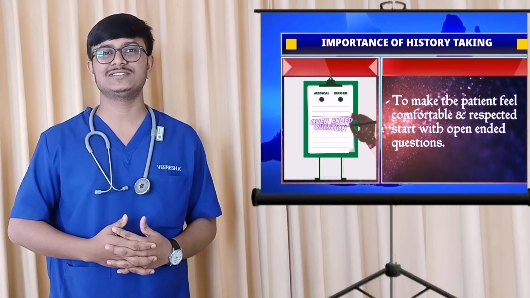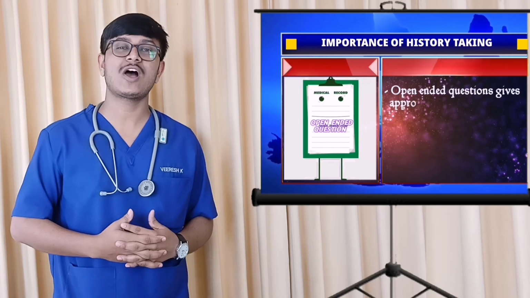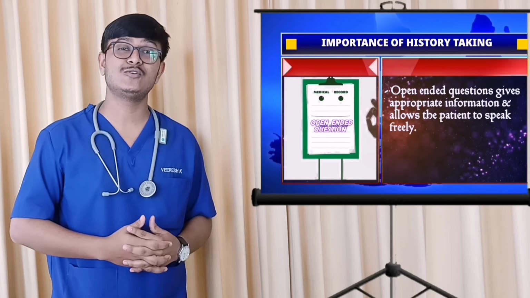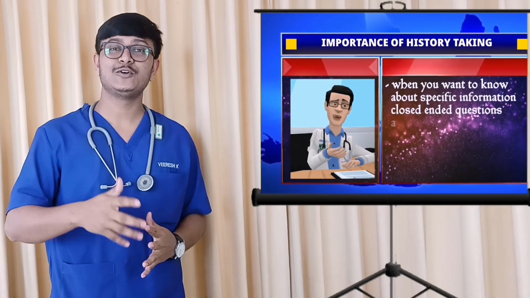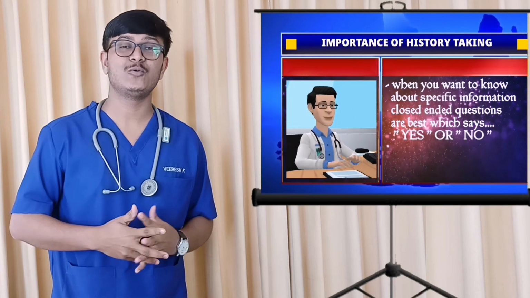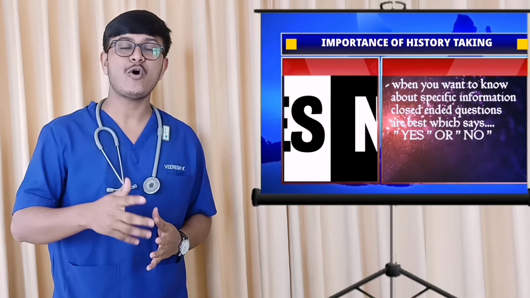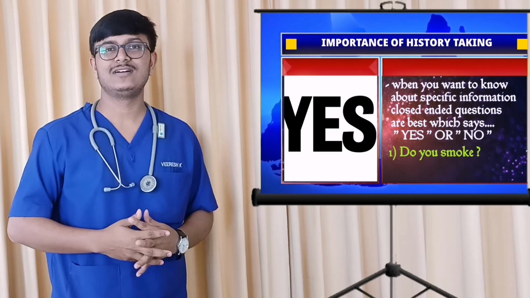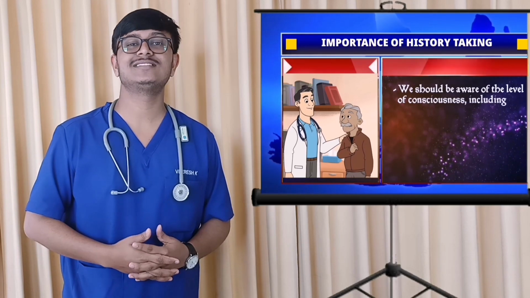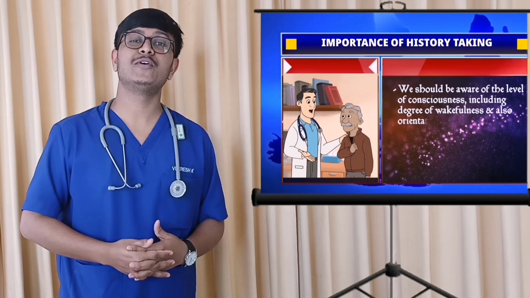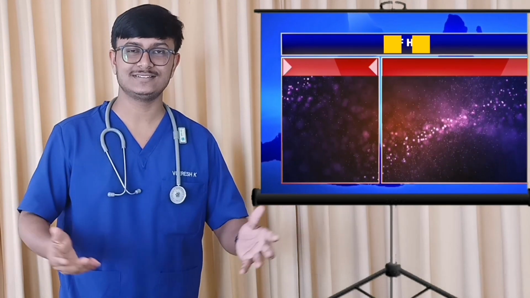Start with open-ended questions. Open-ended questions give more appropriate information and also allow the patient to speak freely. When you want specific information, you should use closed-ended questions, which are answered yes or no. For example, do you smoke? No. We should also be aware of the level of consciousness, which includes the degree of wakefulness and orientation to time, place, and person. So, let's begin with how the history is collected.